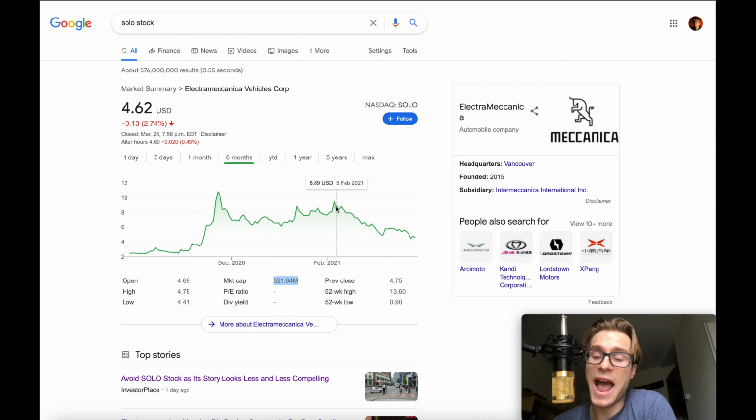$521 million. Okay, and as more and more of the world are adopting electric vehicles, I think that Electromechanica and their Solo car do have a pretty cool niche in the market. Okay, so that's why I'm invested in this stock. That's why I still believe in this stock, no matter what people say, no matter what people may make fun of this stock. And who knows what the short-term price fluctuations of Solo may be.